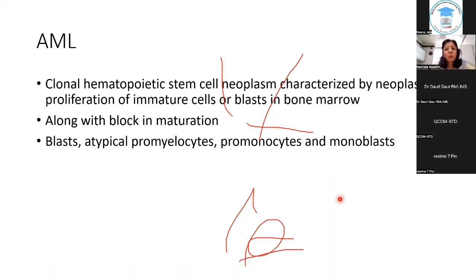AML is a clonal hematopoietic stem cell neoplasm characterized by a neoplastic proliferation of immature cells or blasts in the bone marrow. There is a block in maturation, and the atypical cells can be blasts or atypical promyelocytes or promonocytes and monoblasts, which are all considered blast equivalents.